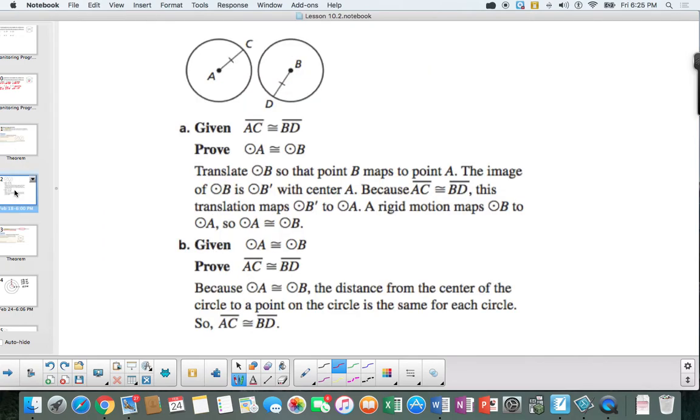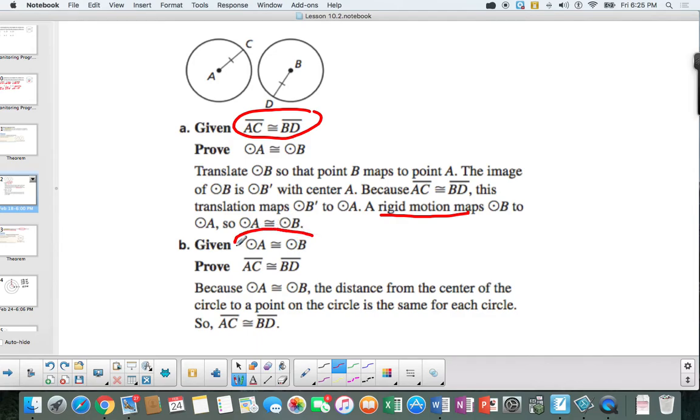Okay, and here's the proof. If you have the radii congruent, then you have congruent circles. That's because you can go through rigid motion maps to get this moved over to here, and then these will align themselves because the radii are the same. Now the converse is also true.